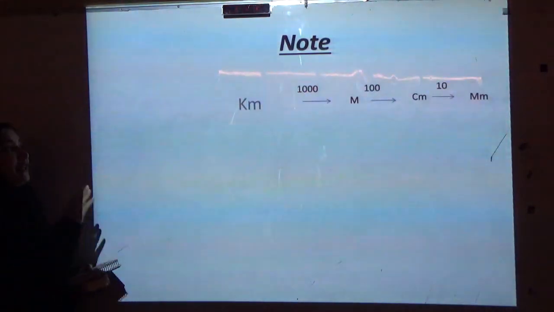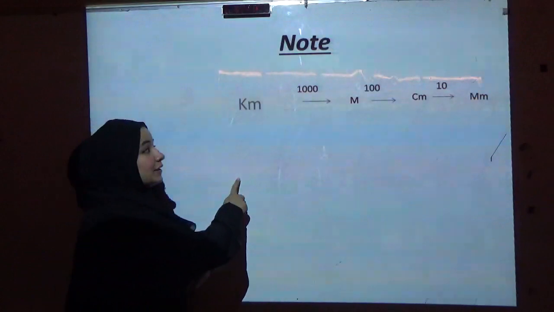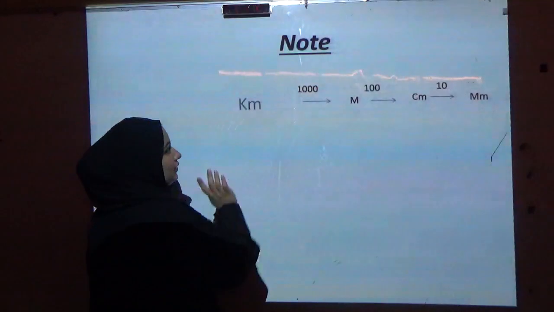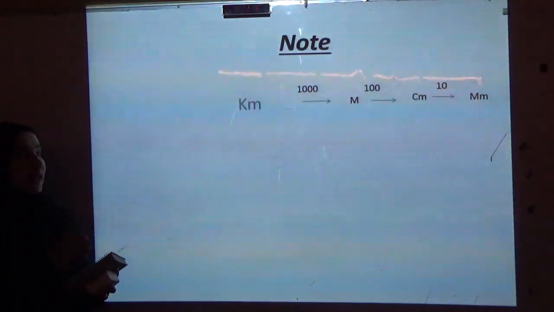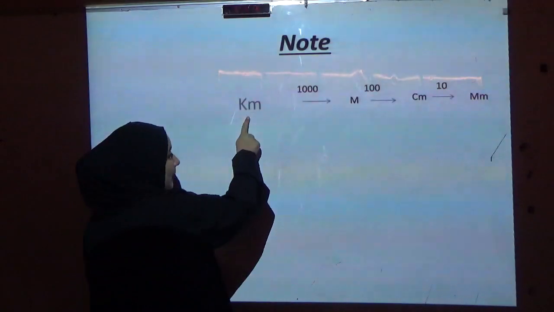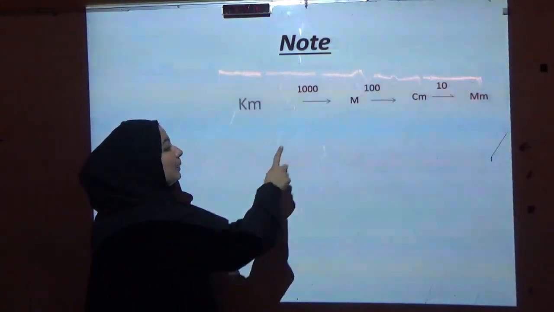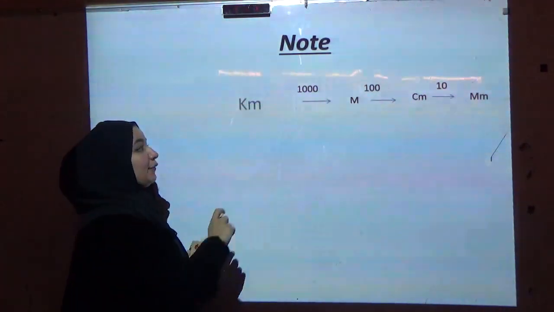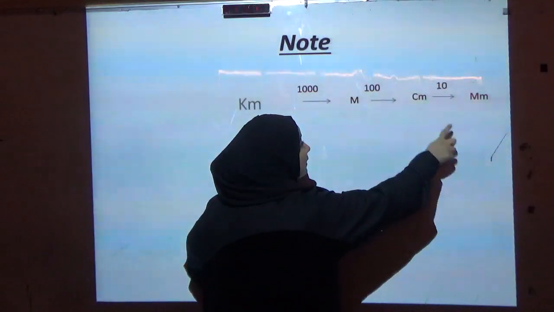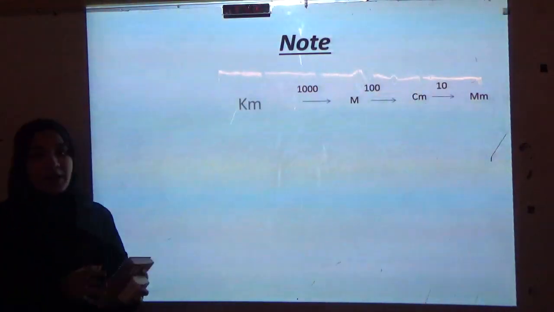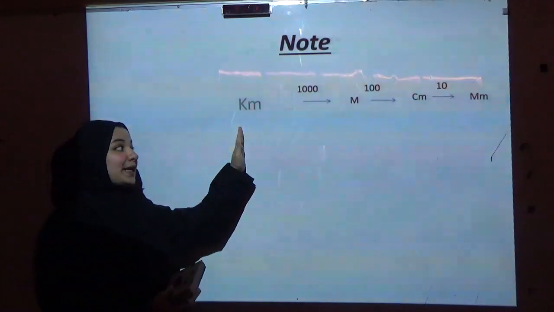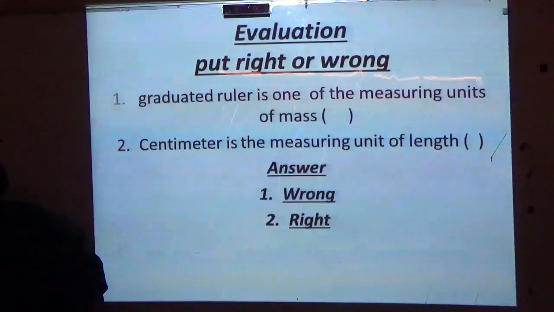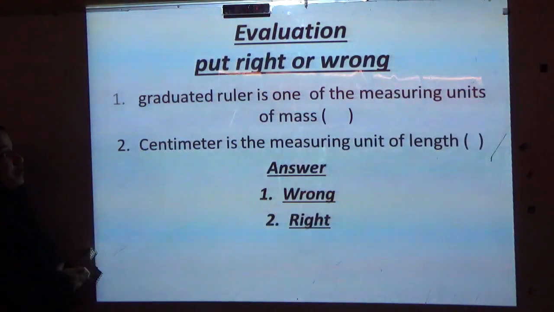Now, if I need to change from kilometer to meter, I should multiply by 1,000. But from meter to centimeter, I will multiply by 100. And from centimeter to millimeter, I will multiply by 10. This is how I can change from kilometer to meter to centimeter.